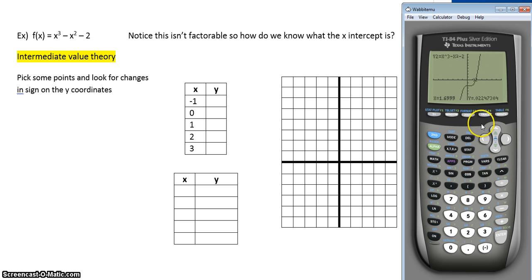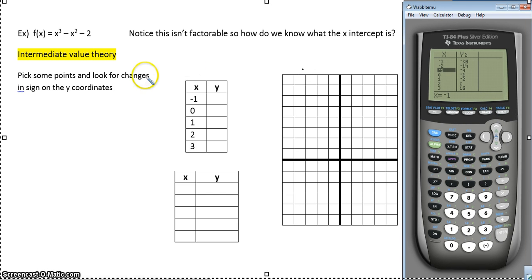So again, by using the trace function or the calculate function, once you've narrowed it down, you can get a pretty good idea of what your x-intercept is in this problem. So we should add some notes to our sheet so we can use them later on when we talk about the intermediate value theorem. So let's add some notes here.